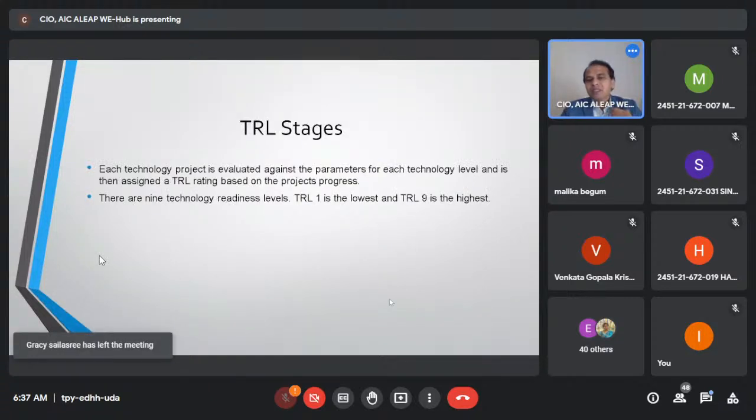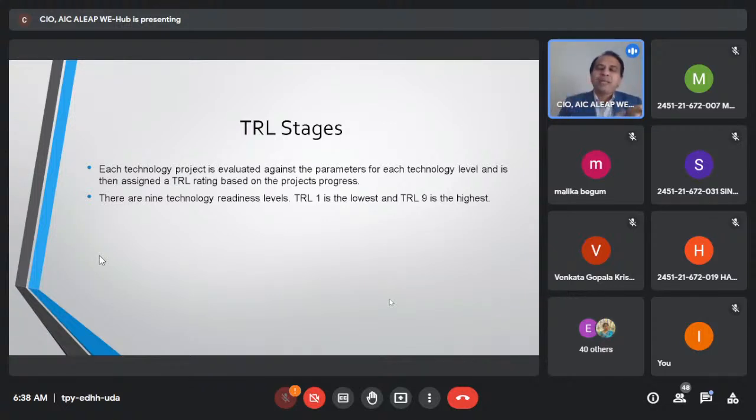Each technology project is evaluated against the parameters for each technology level and is assigned a TRL rating. Why is a TRL rating required? If you say that I am at TRL 3, immediately the other person will come to know at what stage you are. Otherwise you would explain, sir, I have completed only the research, and in the research I have completed adding some of the functions to my app, and still it needs some other development, and I need some more time, some more finances, some more experts. You would be giving all these kinds of explanations.